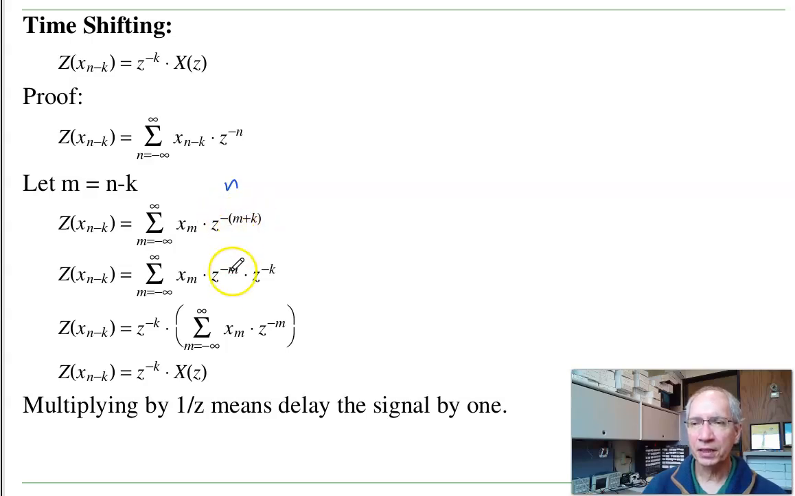Distribute this, that's z to the minus m, z to the minus k. Z to the minus k, I can pull outside. There's no m's in it. So it's z to the minus k times this. That's just the z-transform of x. So delaying a system by k samples is the same as multiplying by z to the minus k. That's a delay. 1 over z is a delay of 1 sample. We'll be using that later.